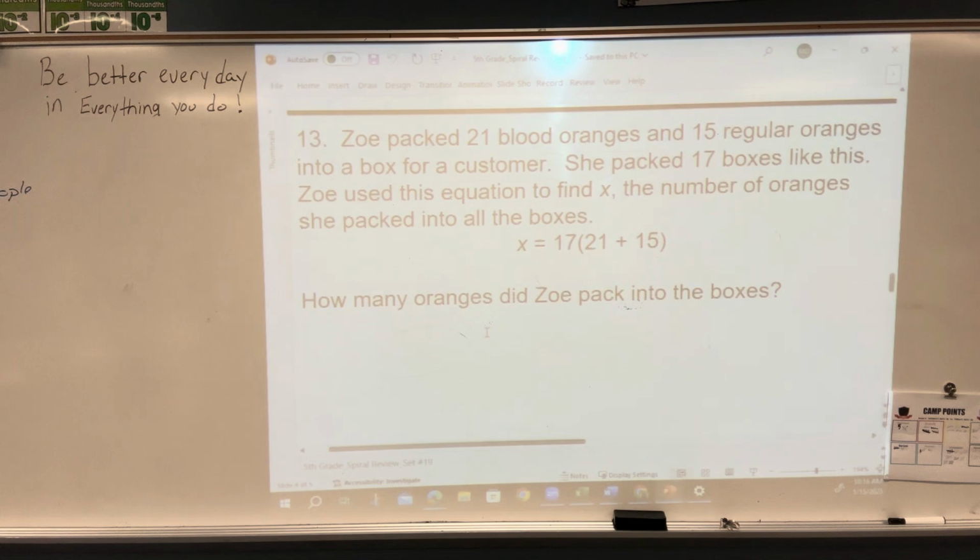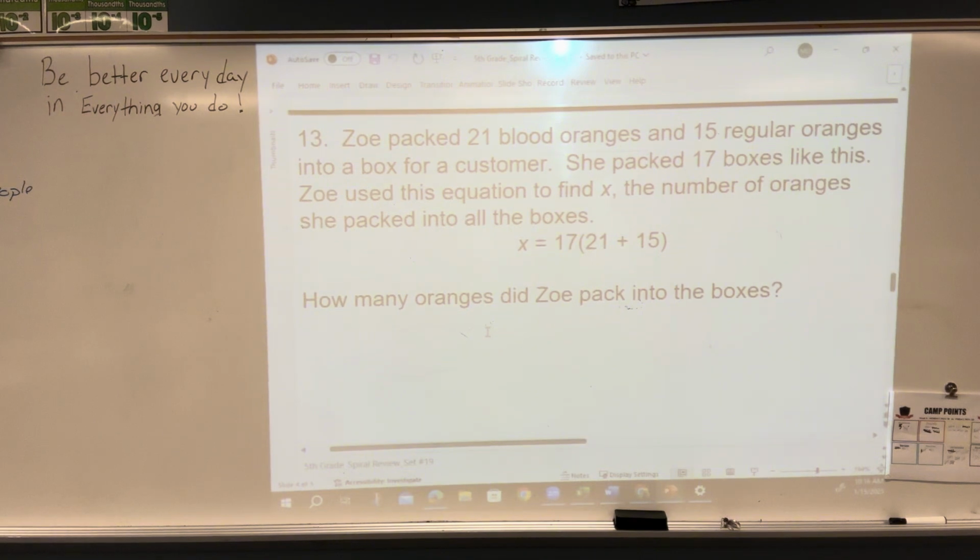Spiral Review 19, problem number 13. Zoe packed 21 blood oranges and 15 regular oranges into a box for a customer. She packed 17 boxes like this. Zoe used this equation to find X, the number of oranges she packed into all of the boxes. How many oranges did Zoe pack into the boxes?